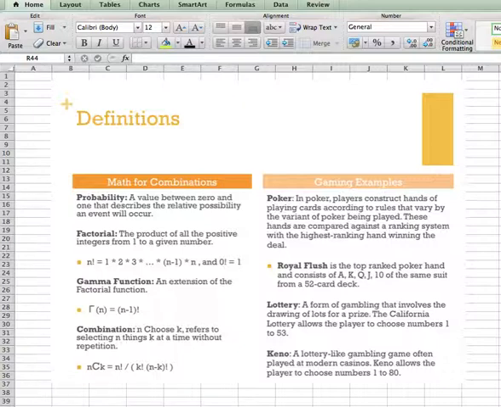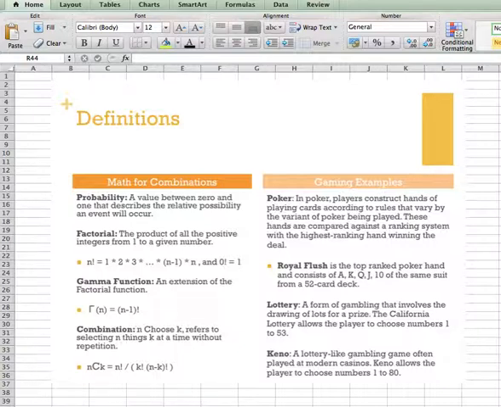As I mentioned, I plan to use examples from casino gaming and other games. Poker. In poker, players construct hands of playing cards according to rules that vary by the variant of poker being played. These hands are compared against a ranking system, with the highest ranking hand winning the deal. Royal Flush is the top-ranked poker hand and consists of Ace, King, Queen, Jack, 10 of the same suit from a 52-card deck.